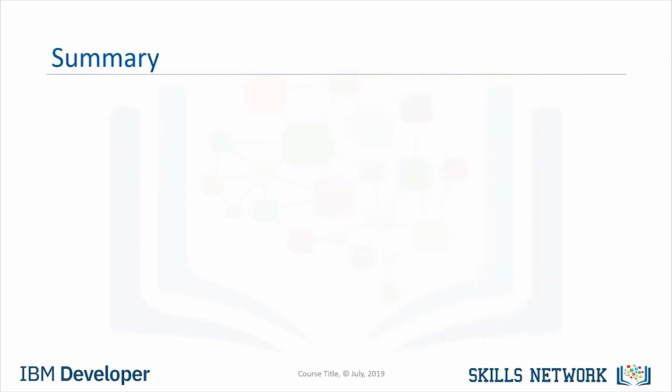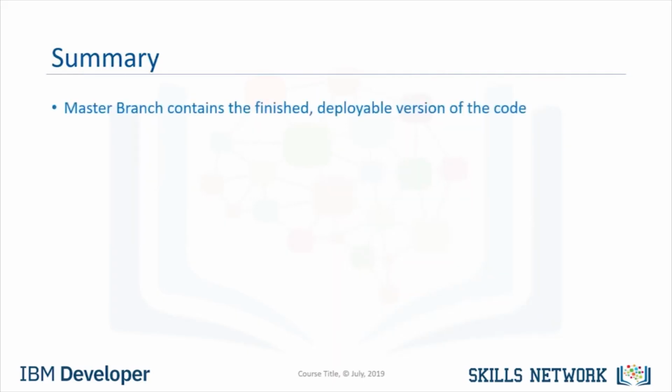In this video you learned, all files in GitHub exist on a branch. The master branch contains the finished deployable version of the code. Create new branches when you need to change the code. The new branch starts as an exact copy of the original branch. As you make changes, the branch that you created holds the changed code.